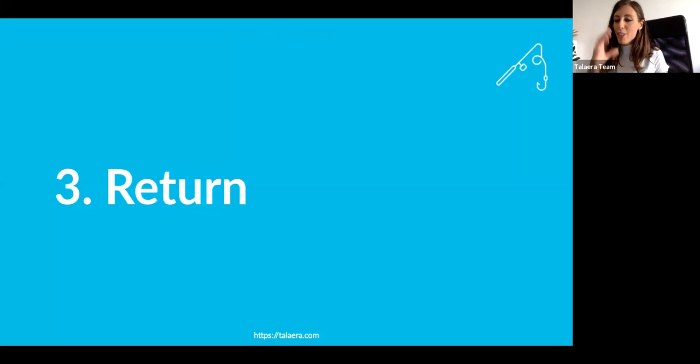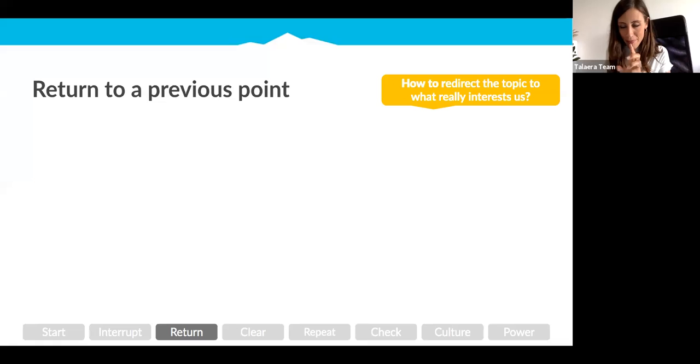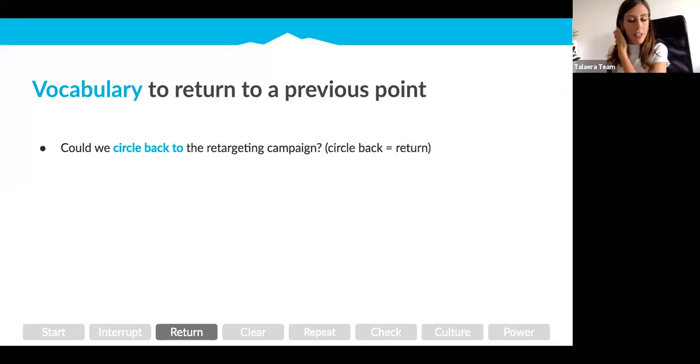Very common as well is returning to a topic that you're trying to talk about when people keep getting distracted. This was one of your questions: how to redirect the topic to what really interests us. Well, I also have some vocabulary for that. It's not going to be all about vocabulary, but it's good to start to cast that fishing rod from the beginning. For example, "Could we circle back to the retargeting campaign?" Circle back to is to return to a topic.